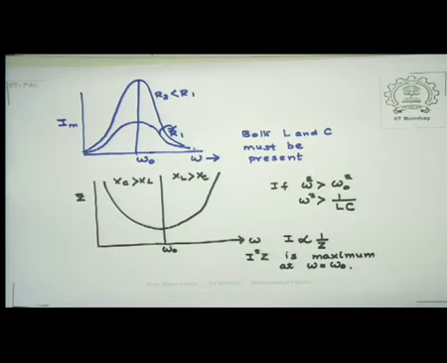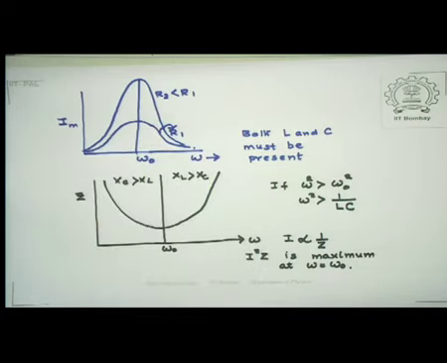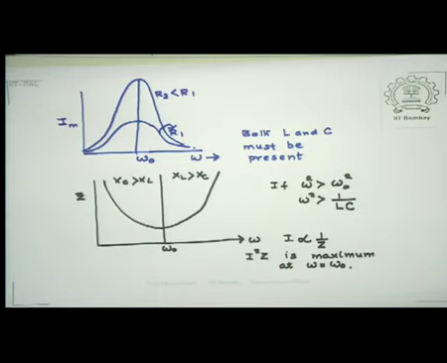Now, there is a prescription for deciding how to measure the sharpness of these resonances. What we do is, when we increase or decrease the frequency from omega 0, starting with omega 0, I can increase the frequency or decrease the frequency. Then I look at that point where the power absorbed is half the maximum power absorbed.